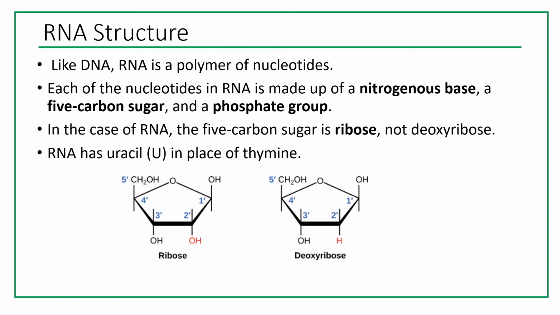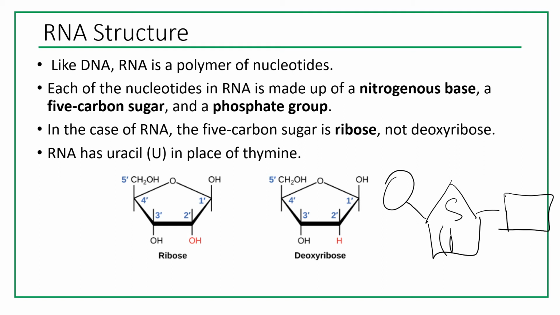RNA structure. Like DNA, RNA is a polymer of nucleotides, and it's also made from sugar, phosphate group, and nitrogenous base. But the sugar is different. It's not deoxyribose, it's actually ribose. Same phosphate group and different nucleotides. RNA has adenine and cytosine and guanine, but it doesn't have T. So instead of thymine, RNA has uracil.